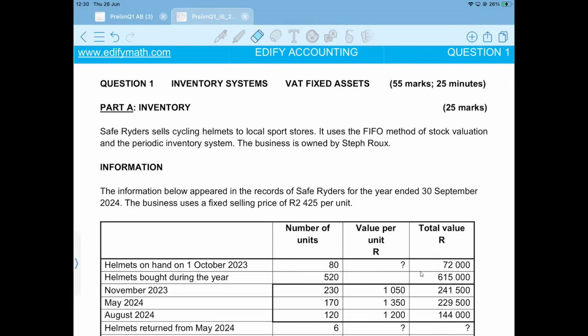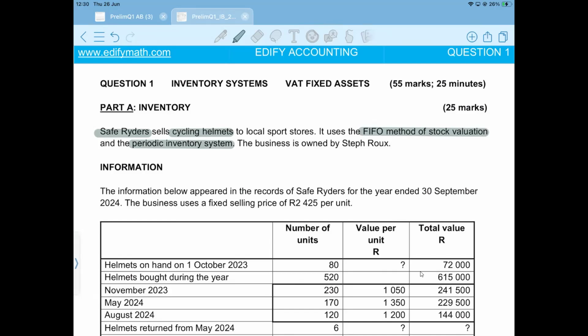Jamila, let us do this question. I'll start with the inventory. The name of the company is Save Riders. They sell cycling helmets to local sports stores, and it uses the first in, first out method of stock valuation, as well as the periodic inventory system.